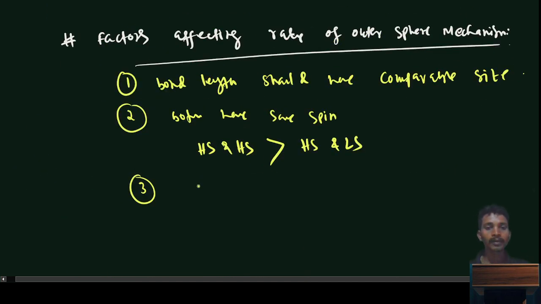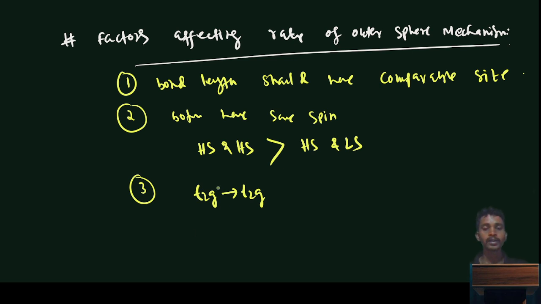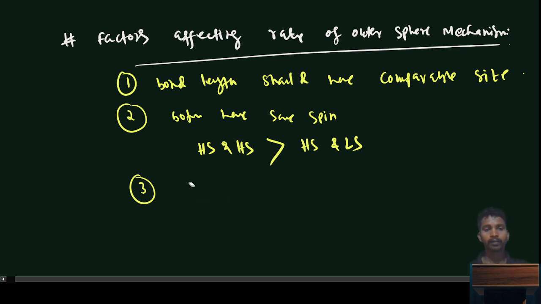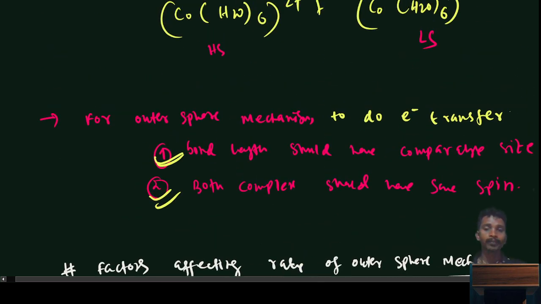Okay, so T2g to T2g, the rate is high. And if we have pi acceptor ligands, then the rate will be very high, because the electron will transfer from metal to ligand, then ligand to metal. In between the two metals a ligand comes, which facilitates the transfer of electrons. So if a pi acceptor ligand is there, it accepts the electron from one metal and transfers it to another metal. So with pi acceptor ligands, the rate will be very high.